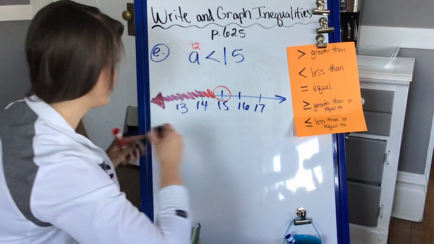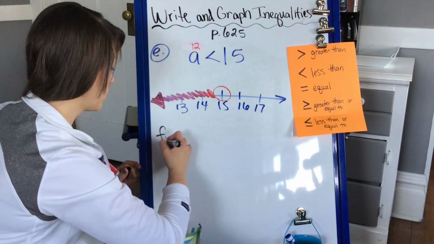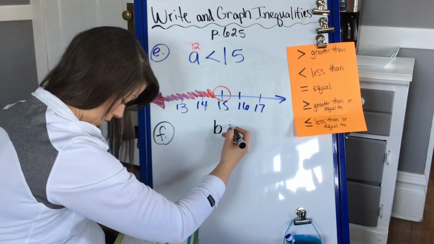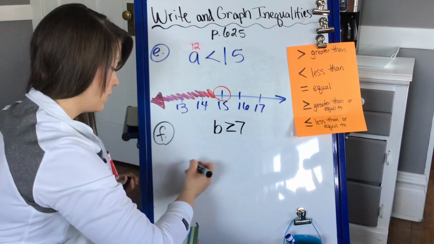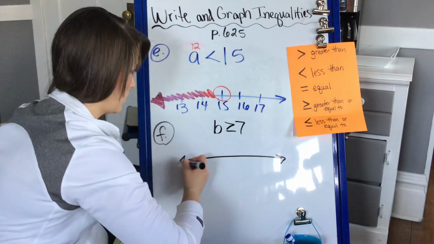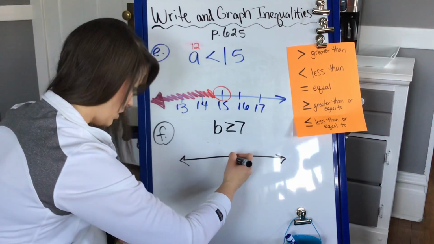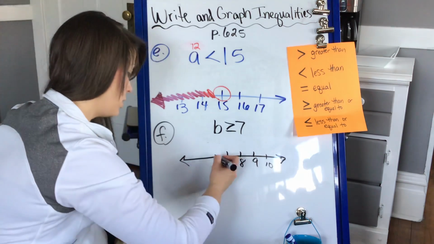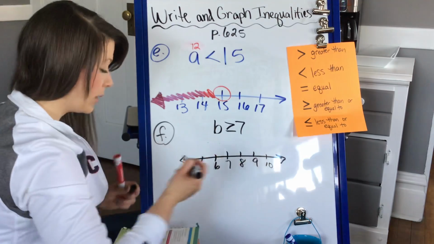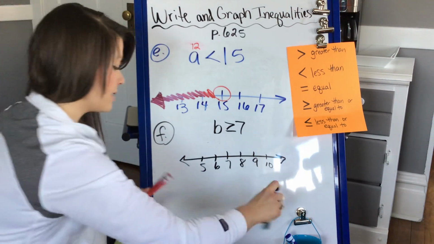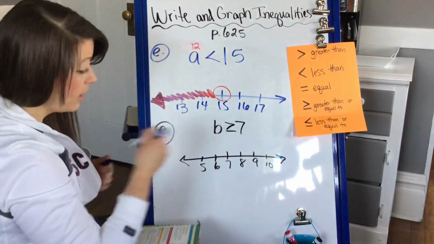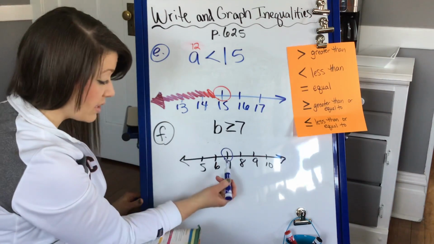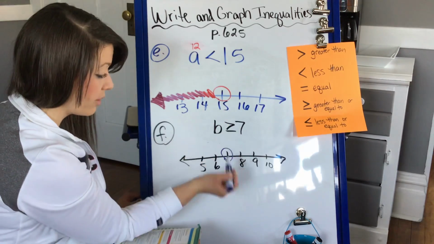So we're going to do letter F. It is right below that. Letter F is B is greater than or equal to 7. Okay, I'm going to draw my number line again. 7, 8, 9, 10, 6, 5. And again, you just need a couple of them. So same thing as last time. The number that it's on is 7. I'm going to put a circle there. Now I have to think about 7. Does it include 7? Am I going to leave it open or am I going to fill it in?